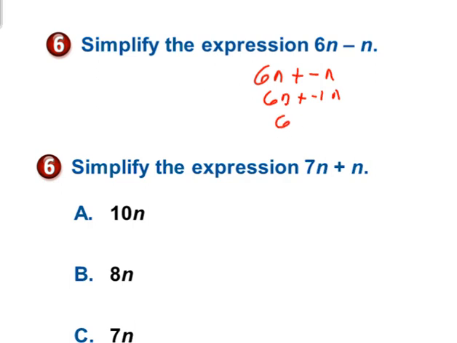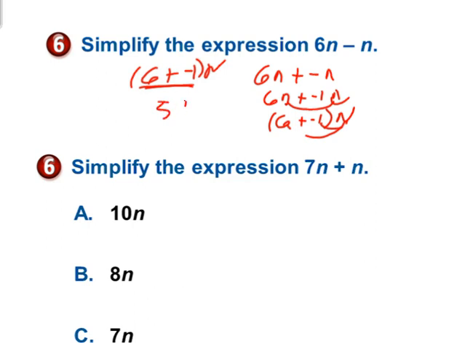So I'm going to say 6 plus a negative 1 times n. So I'm pulling the n back out. Here it would be 6n plus a negative 1n. But pulling it back out, I've got 6 plus a negative 1 times n. Well, I can simplify this part. 6 plus a negative 1 is 5. So my answer would be 5n as I simplify that.